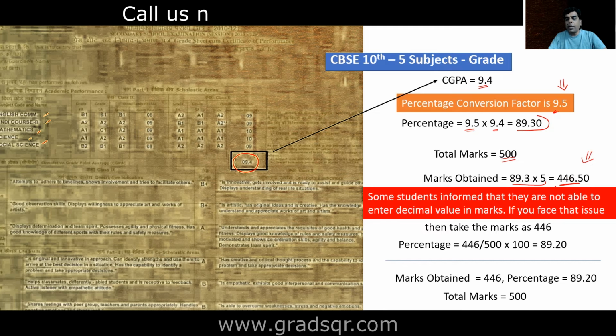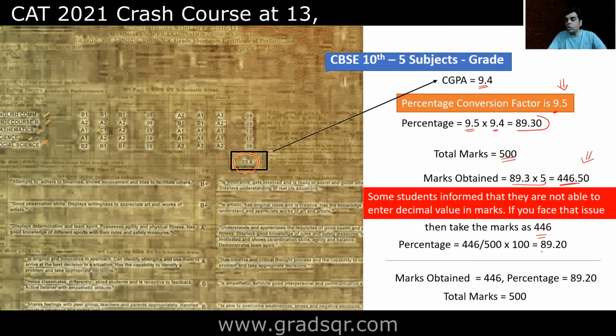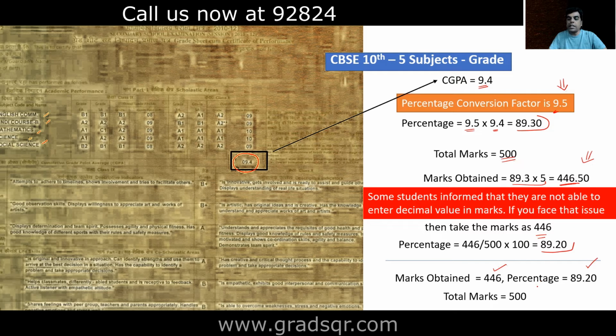But let's say if you're not able to enter, then what will you do? You'll put it as 446. That's all. So you'll put it as 446 divided by 500 into 100. So your percentage will become 89.20. This you can enter as 446 as marks obtained, percentage as 89.20, and total marks as 500.